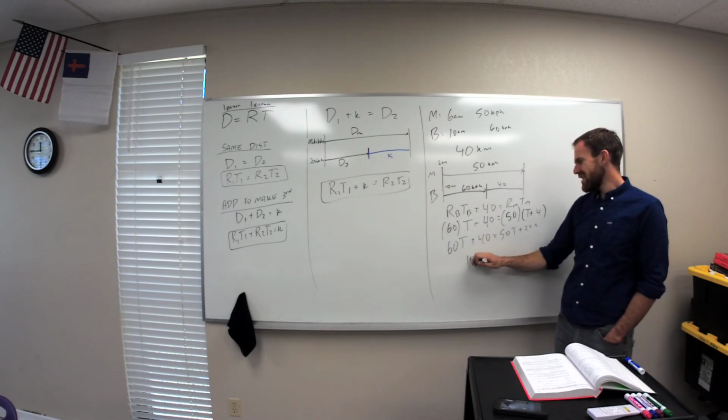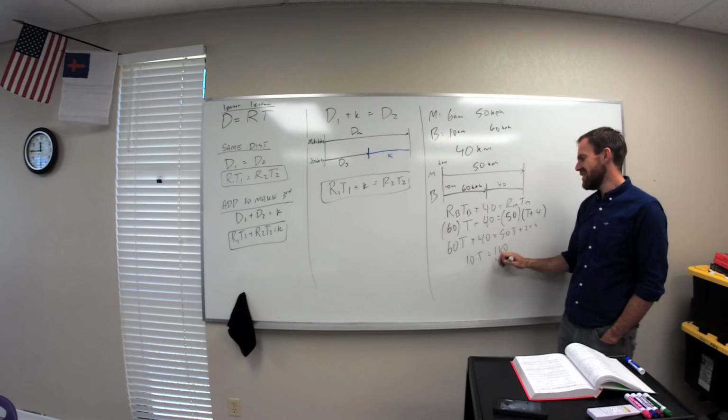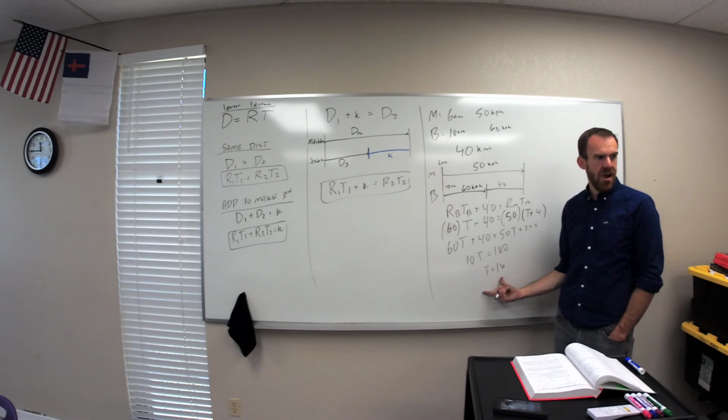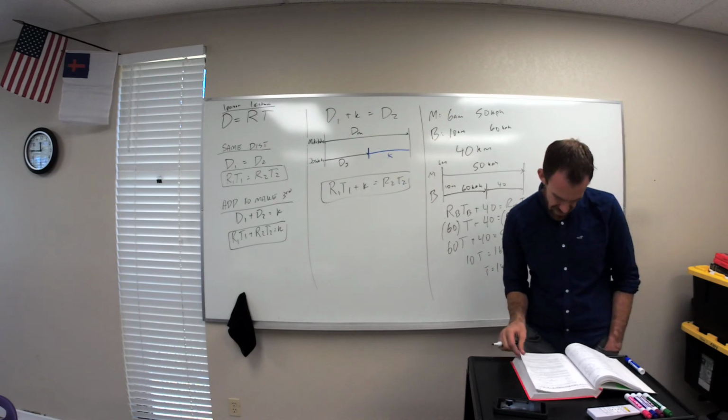Okay. So if I solve this, I get 10t equals 160. T equals 16. So it took 16 hours for them to catch up.